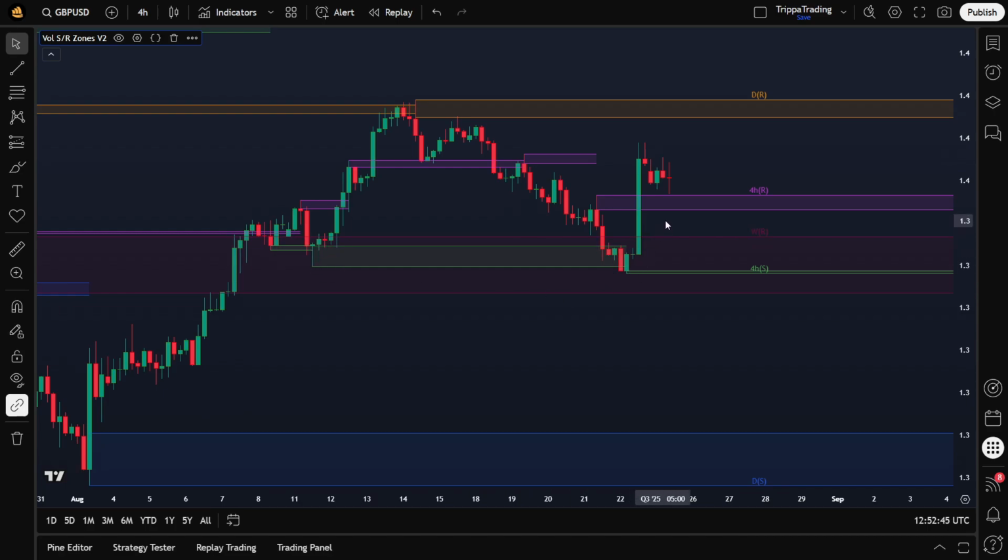Another trick is to use these zones to set cleaner stop losses. Instead of placing a stop randomly, set it just outside one of these zones. That way, if the level truly holds, you're protected.